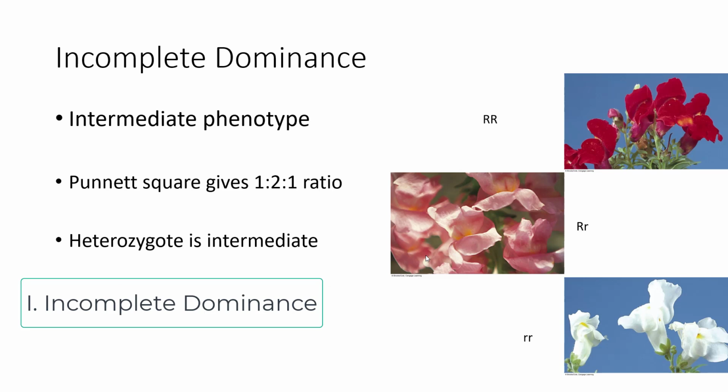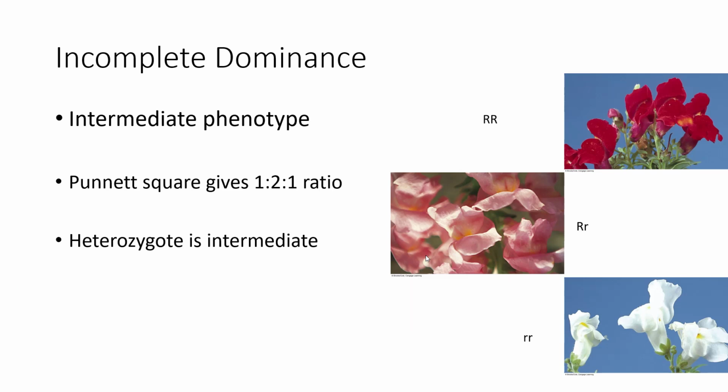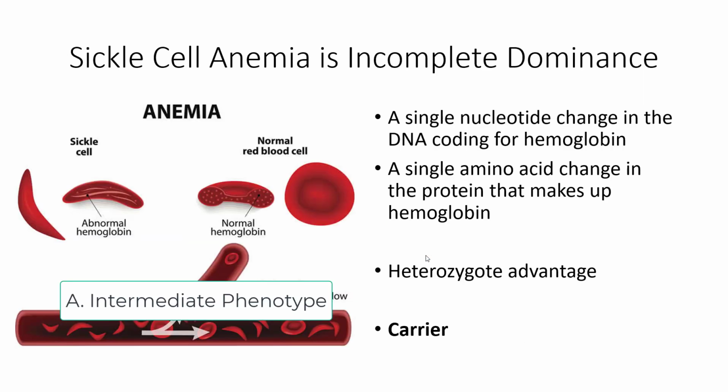Incomplete dominance. This is where we have a dominant phenotype, a recessive phenotype, and a heterozygous or intermediate phenotype. A Punnett square will give a 1 to 2 to 1 ratio not only of genotypes, but of phenotypes. And this means the heterozygote is going to be the intermediate type.